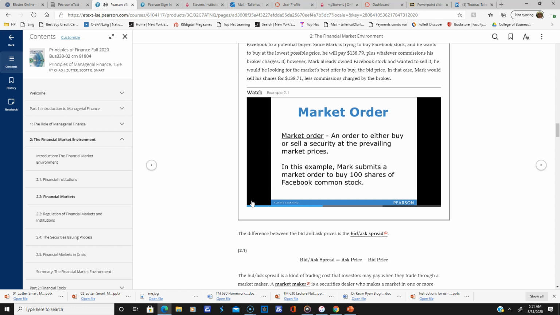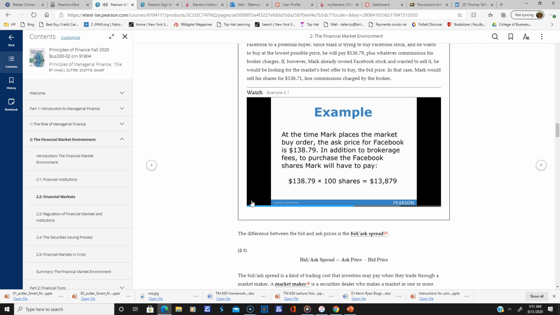In addition to specifying whether the trader wants to buy or sell securities, the market order also specifies the specific security and desired quantity. In this example, Mark submits a market order to buy 100 shares of Facebook common stock. At the time Mark places the market buy order for 100 shares of Facebook stock, the ask price is $138.79. So Mark will have to pay $13,879, which is the ask price per share times 100 shares being purchased. Mark will also have to pay any associated brokerage fees.